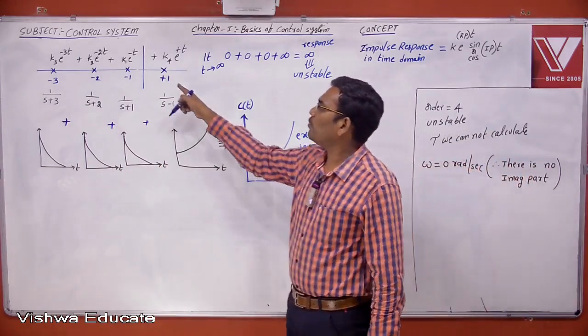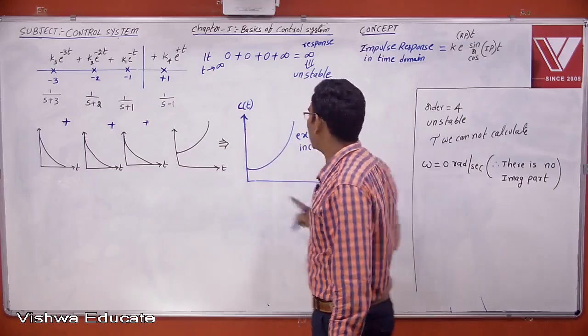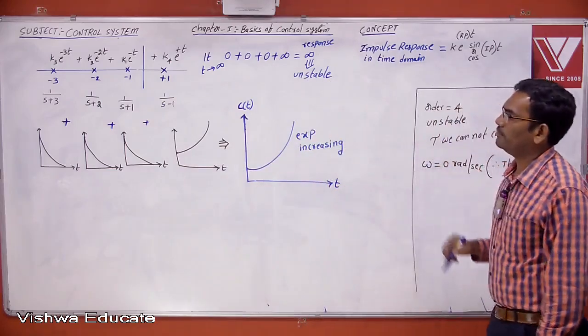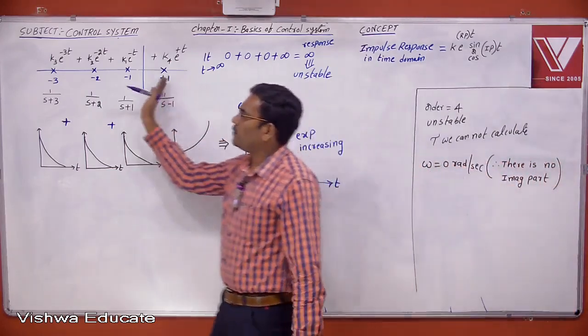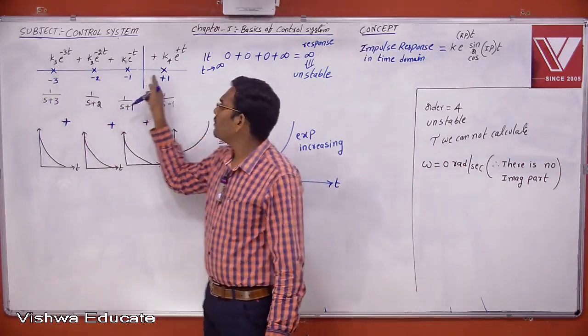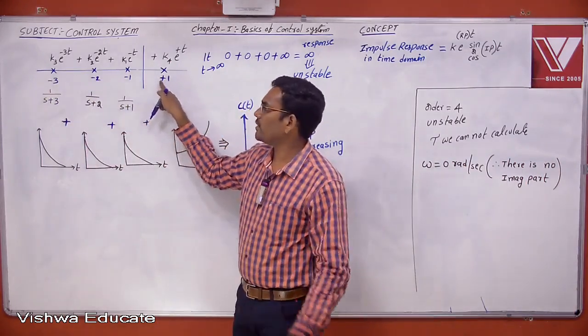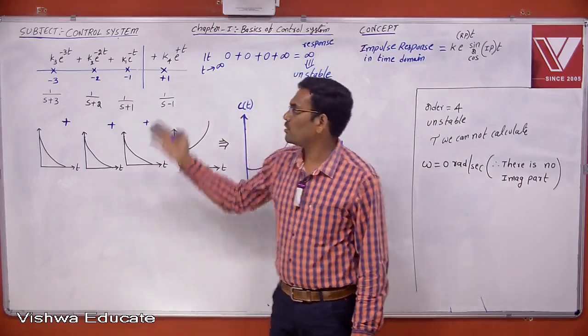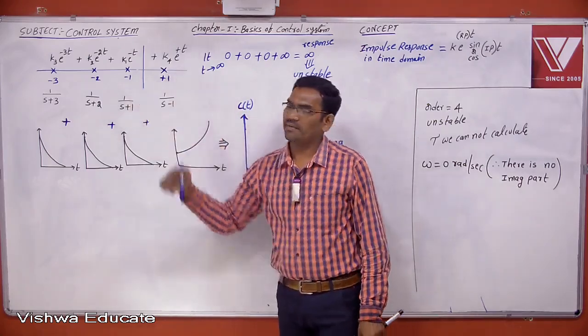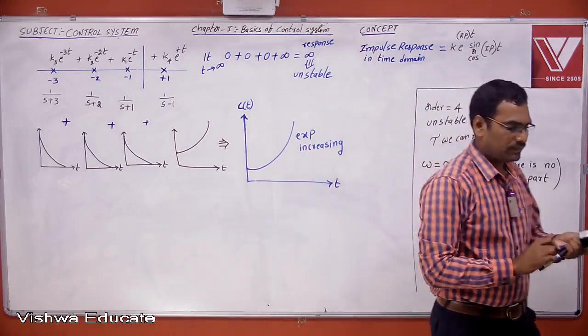If any one of the poles lies on the right hand side of S plane, the system is unstable. Even if there are 100 poles on the left hand side of S plane, but there is only a single pole on the right hand side of S plane, the system is unstable, because its effect is dominating compared with those other poles. Take this one.